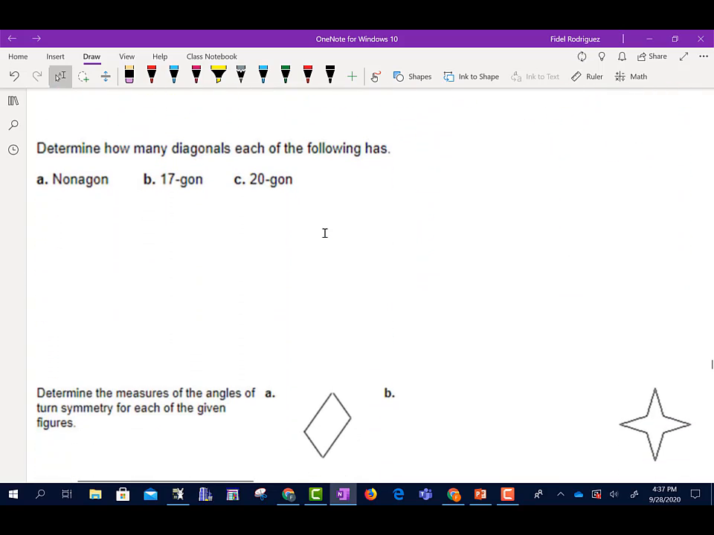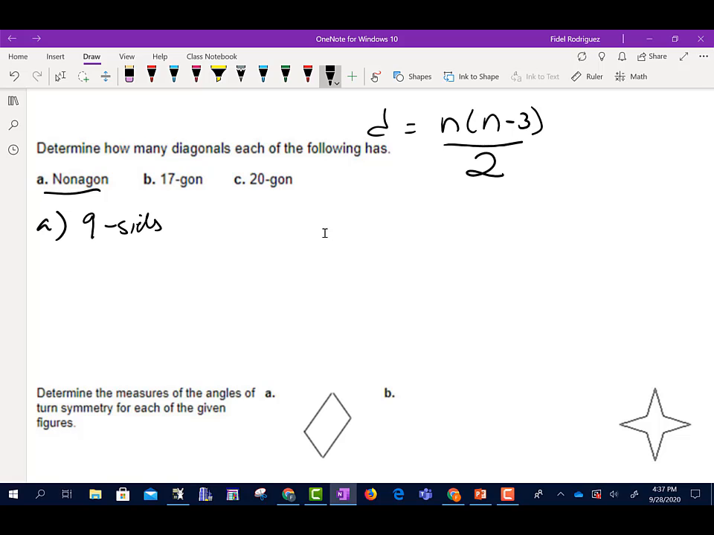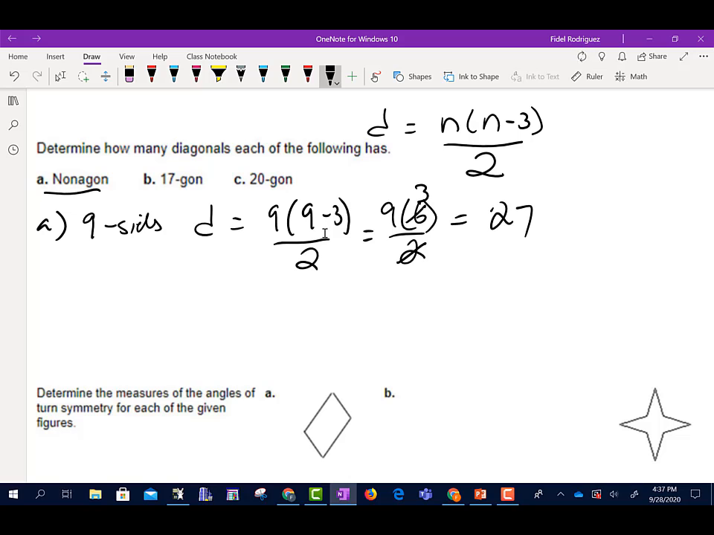All right. Same type of problem. It says determine the number of diagonals. So my diagonals formula is n times (n minus 3) over 2. Okay. So a nonagon has 9 sides. So I'm going to say number of diagonals is going to be 9 times (9 minus 3) over 2. So this is 9. Let's see. 9 minus 3 is 6 over 2. 2 goes into 6 3 times. 9 times 3 is 27. Okay.